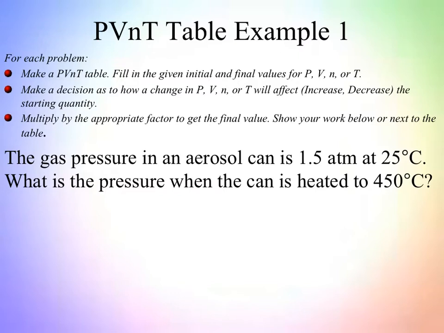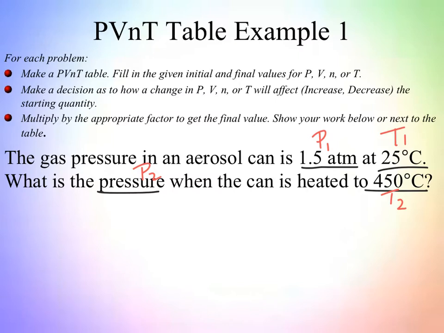So for this first example, it says the gas pressure in an aerosol can is 1.5 atm at 25 degrees Celsius. What is the pressure when the can is heated to 450 degrees Celsius? So what I'm going to do first is label my variables. Here is my initial pressure. Here is my initial temperature. It also gives me my final temperature, and I am trying to find final pressure.